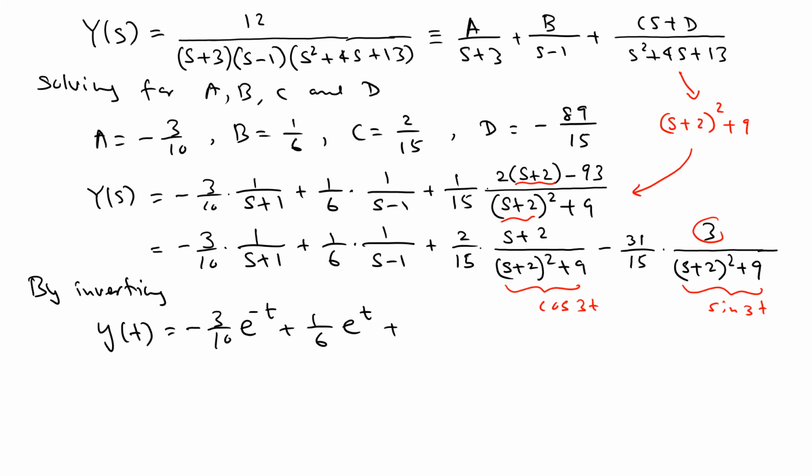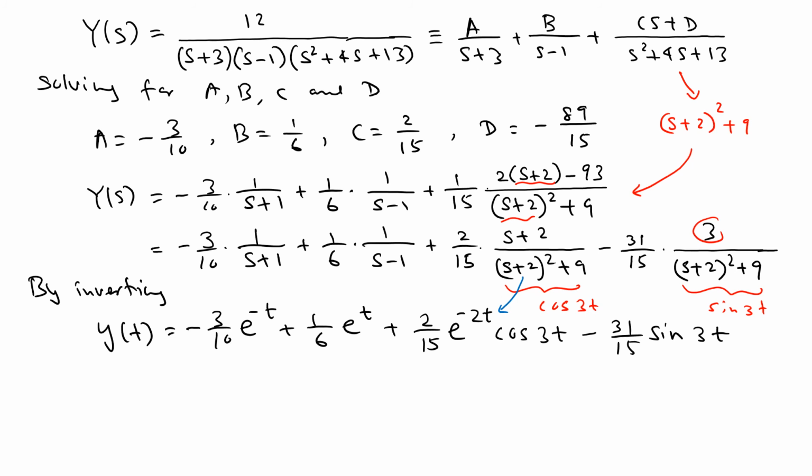Okay. So we can write that. The coefficient is 2 over 15. The shifting term is e to the negative 2t, coming from the plus 2. And then this is the cosine, so it's cosine 3t, and then negative 31 over 15 sine 3t. So that's the solution for this differential equation.